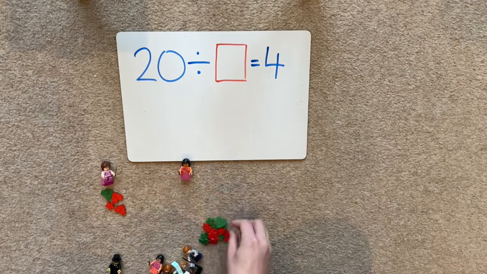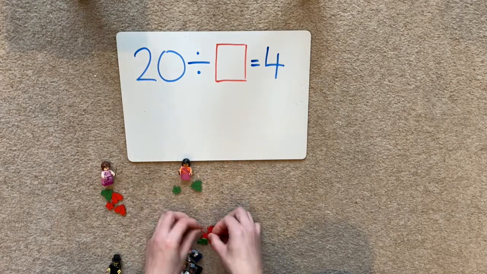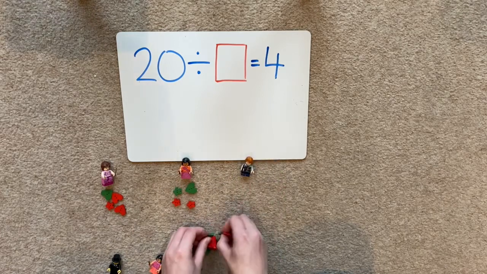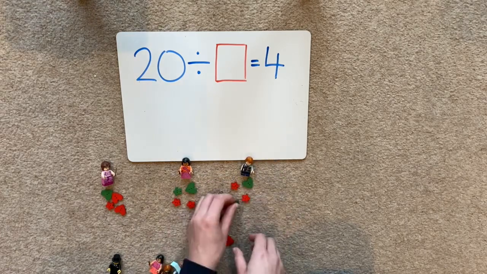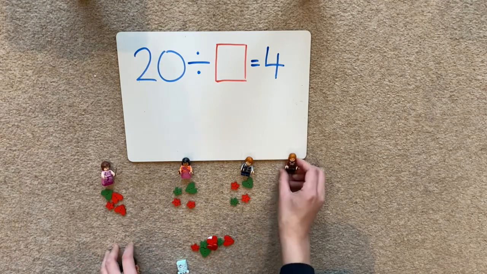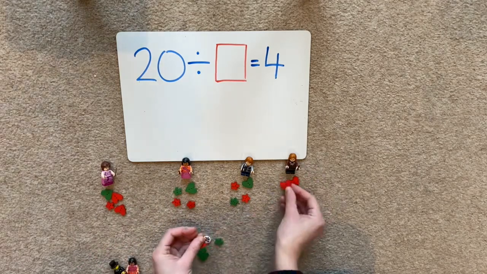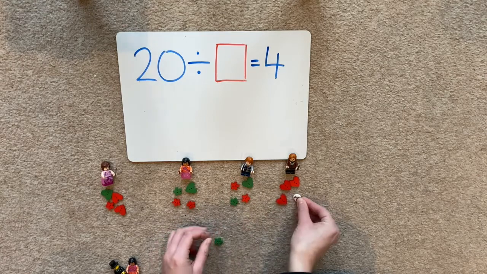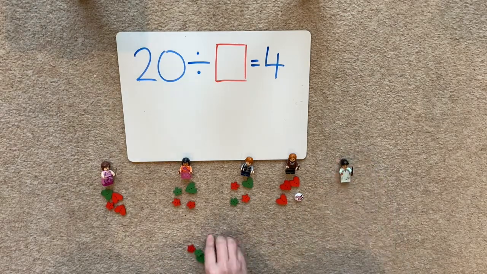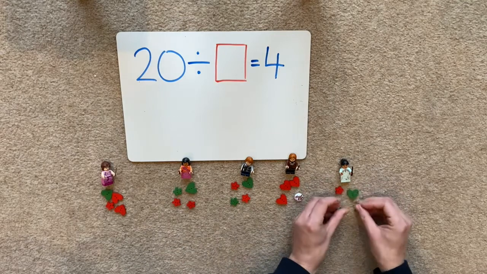I'm going to give her 4. I'm going to give Ron 4. Okay, going to give my other Ron 4. Oh, and it looks like I just need one more person because I have 4 left.